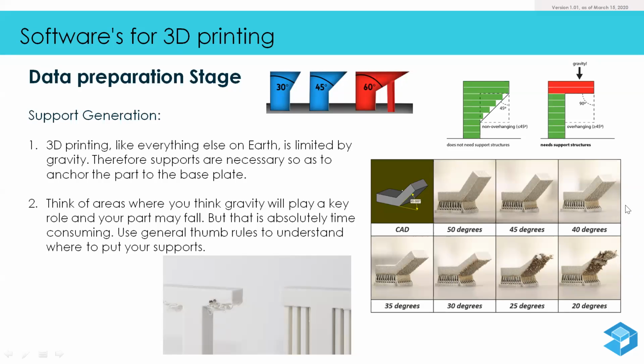So support generation is actually very important. Slowly and gradually, when you move into learning about the software, you'll learn how to generate supports. It's not a very difficult process. Easily you can learn. You just have to follow certain thumb rules, as I've shown over here, say at an angle of 60 degrees, you have to be sure that there are supports. So you'd never actually fail.